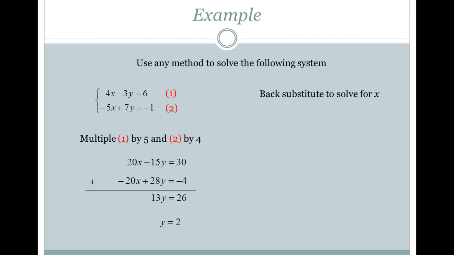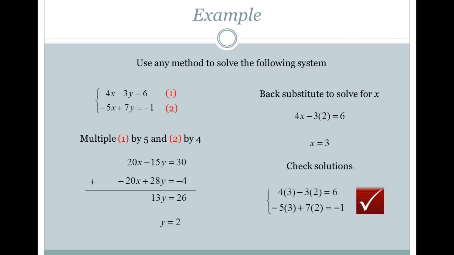Again, we have to back substitute to solve for x. Again, it doesn't matter which equation I use. 4x minus 3 times 2 is equal to 6. I get x is equal to 3. Check my solutions. They work out. And so I have the point 3, 2 is a solution. Again, in the linear line, this is going to be the intersection point.